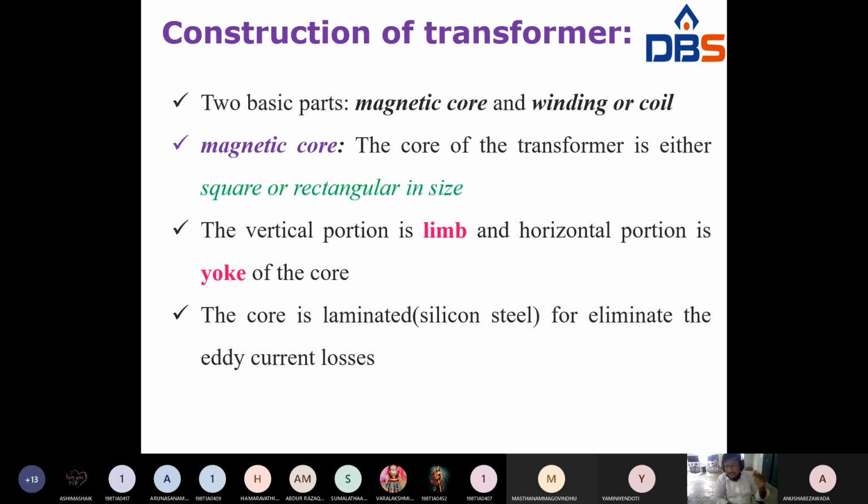So already I am giving you one line: the core is made up of silicon steel lamination. Silicon steel reduces the hysteresis losses. Laminations reduce the eddy current losses. In total, the core is made up of silicon steel laminations so as to reduce the iron losses.